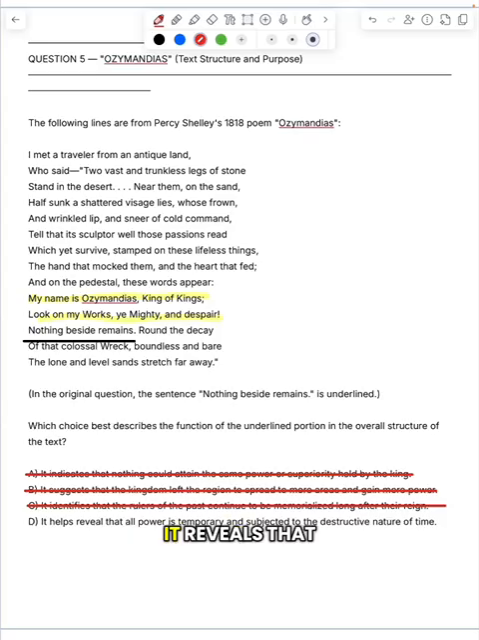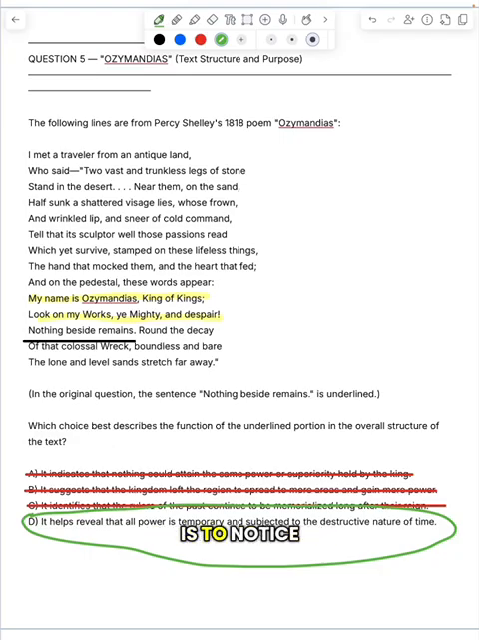D. It reveals that all power is temporary and subjected to the destructive nature of time. So this matches the function of the line exactly. "Nothing beside remains" shows that the kingdom's power, the works, and the empire have all been destroyed by time. So D will be our right answer.